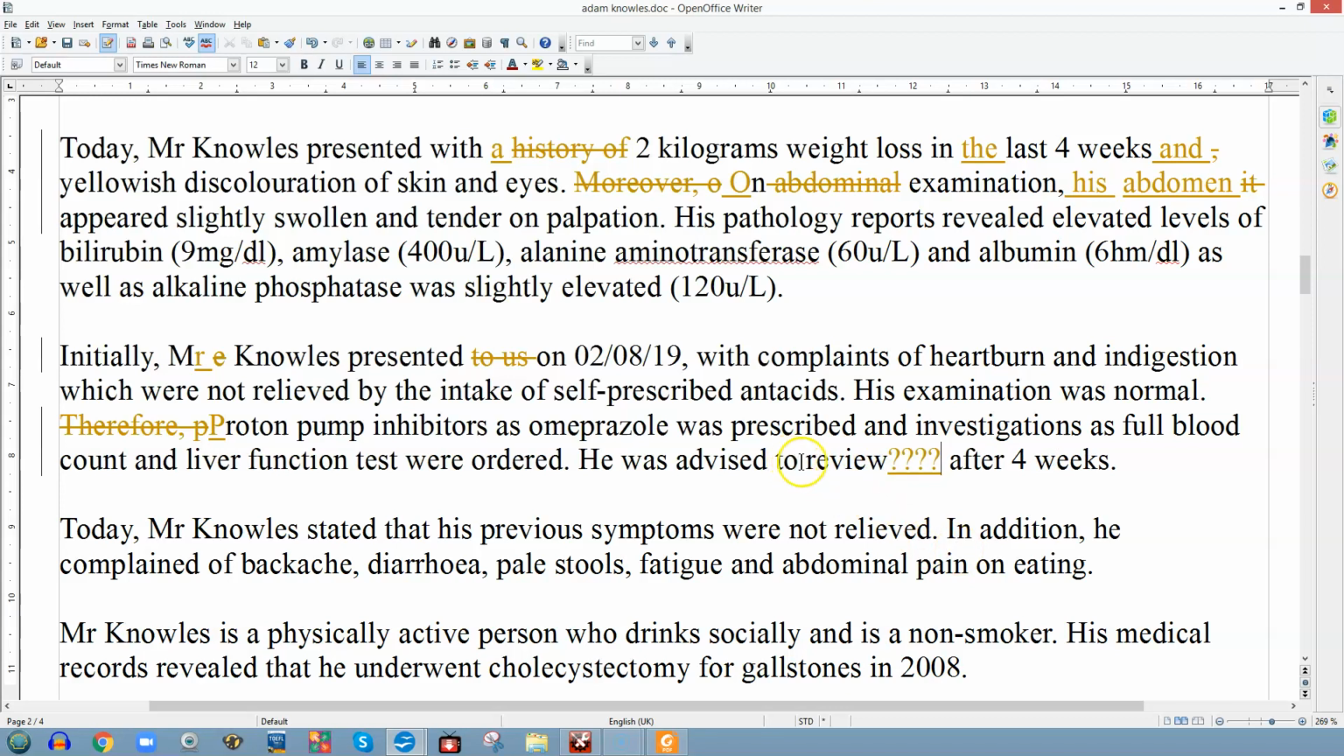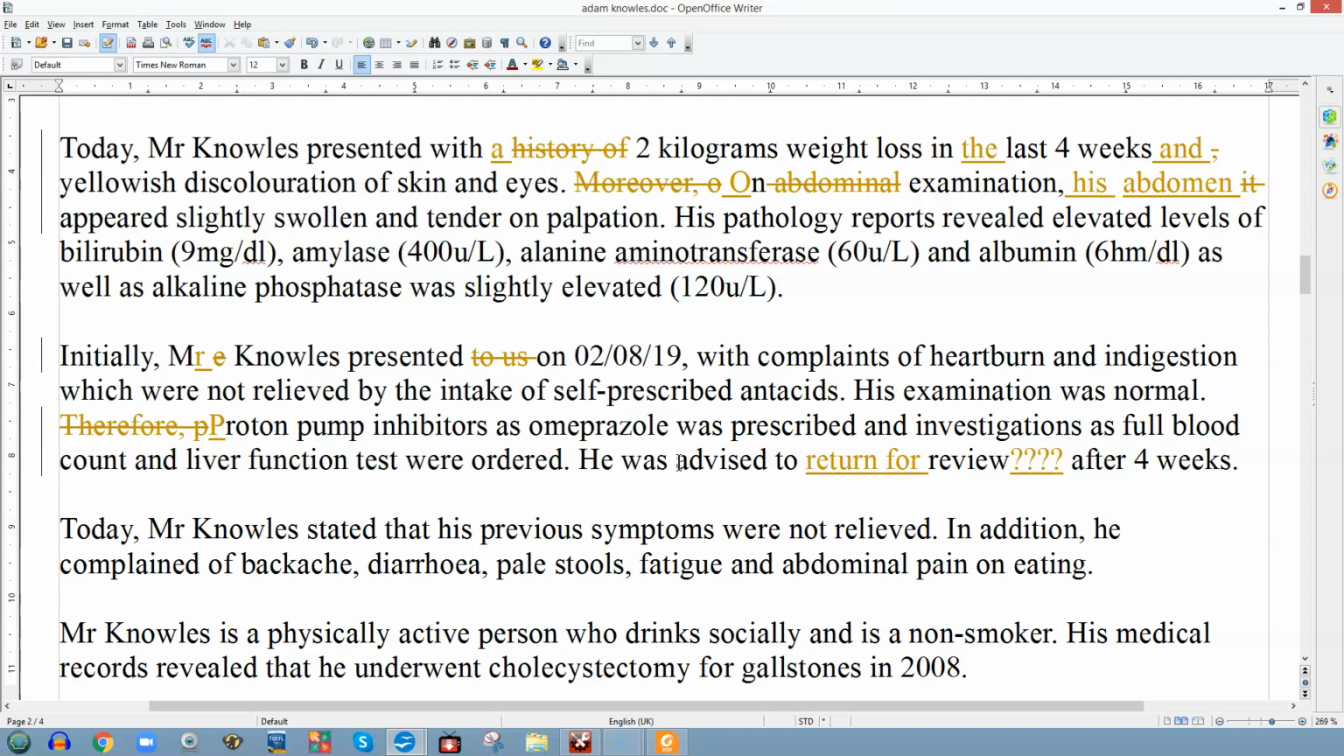He was advised to return for... And you don't usually advise, you tell them, I want to see you again in 4 weeks' time. Not, I advise you to return in 4 weeks' time. That's not how the doctor would actually do it.